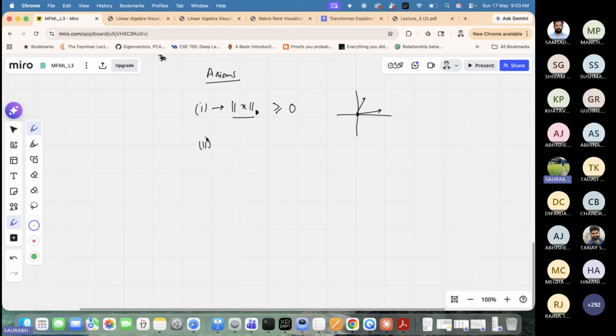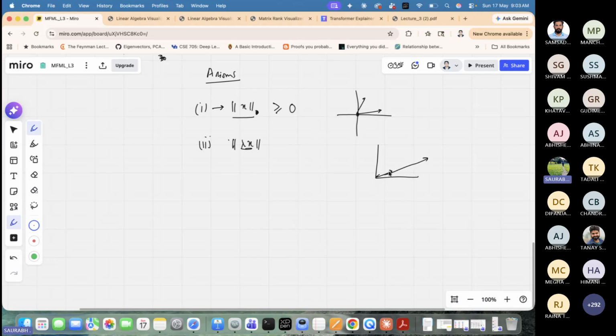The second axiom is that if you scale the lengths, let's say, for example, if you scale the vector. Now, if you see here, let's say you have a vector x, you already know that when you scale that vector by a positive number, it will get scaled like this.